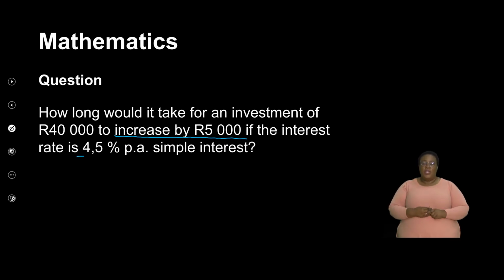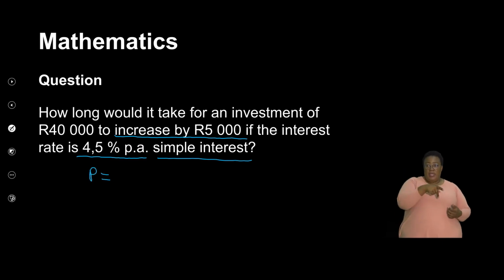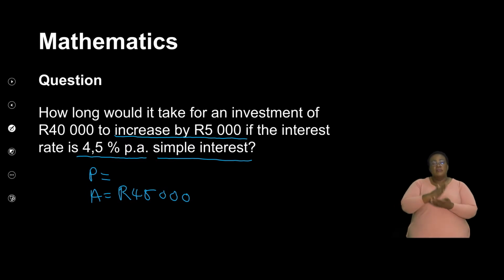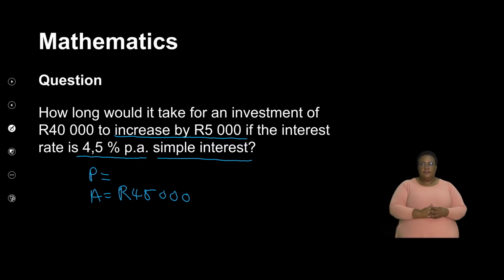And the interest that was given to you was 4.5% per annum, and this was on a simple interest basis. So already I know that my P will be given there, but the big idea here will be the A value, which must be the 45,000, and then you can start calculating from there. So please make sure that you understand that.